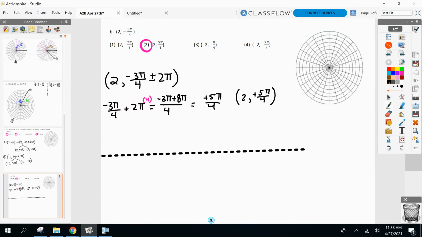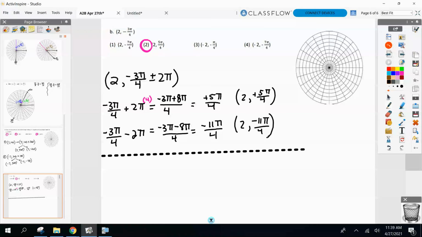So now let's subtract 2 pi. Nothing's going to change here except the minus sign in between negative 3 pi and 8 pi. There's just going to be a minus sign now. So now it's going to be minus 8 pi over 4. Negative 11 pi. So another point, same location, would be 2, negative 11 pi over 4. Not a choice up there, so no big deal, but it's still an option. I'll let you guys catch up here. All right at home? Any issues?